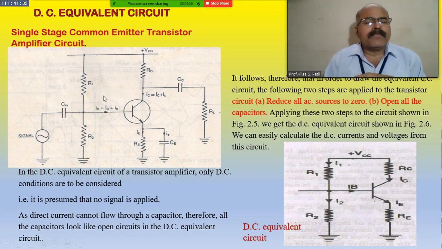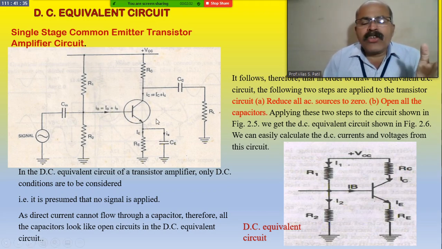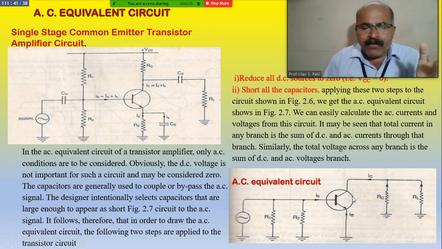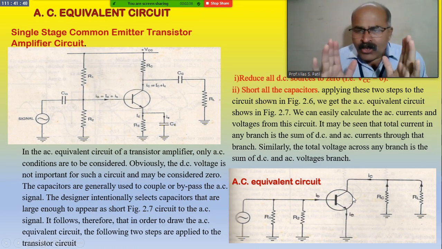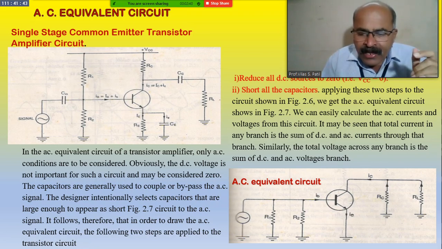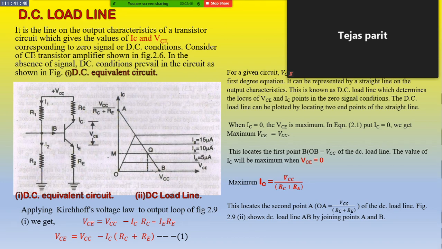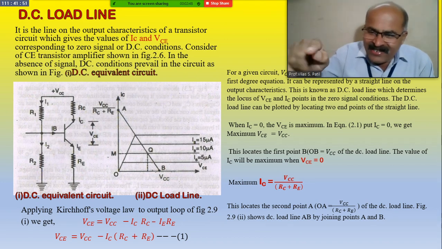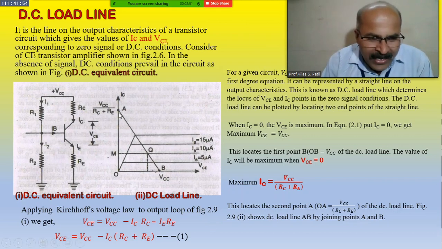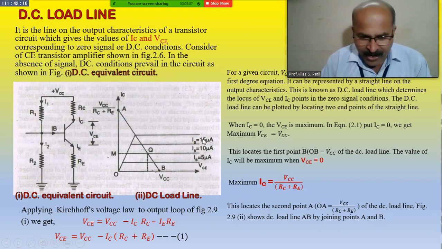Okay friends, see here. This is the DC equivalent circuit. The DC equivalent circuit will be seen by all the students in a well manner. Then we have to see the load line, and the load line is the line on the output characteristic, IC versus VCE. This is the output characteristic, this is IC versus VCE, and this is the knee curve drawn for the different base currents. It is for 5 μA, 10 μA, IB equal to 15 μA.